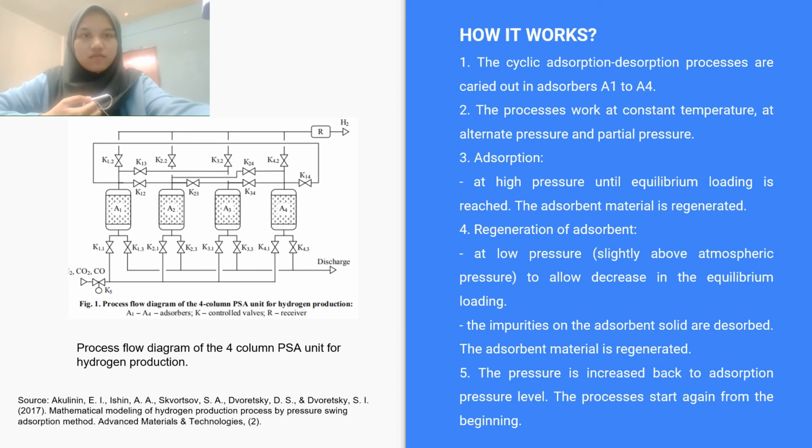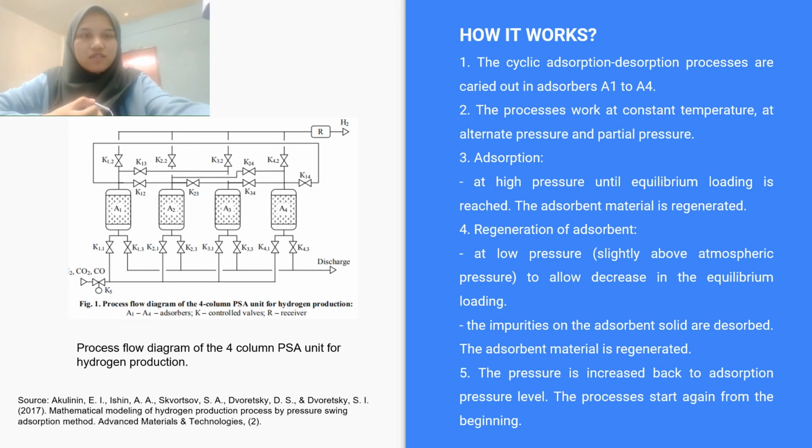So the working process for PSA is that the cyclic adsorption processes are first carried out in adsorbers A1 to A4. This PSA process works at constant temperature and uses the effects of alternating pressure and partial pressure to perform adsorption and desorption. First, adsorption is carried out at high pressure until the equilibrium loading is reached, and no further adsorption capacity is available, where the adsorbent material must be regenerated.